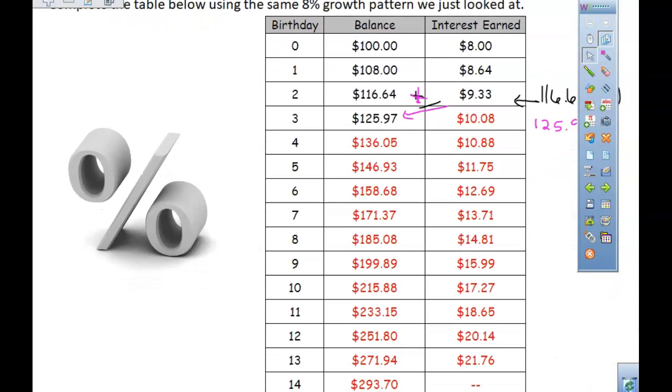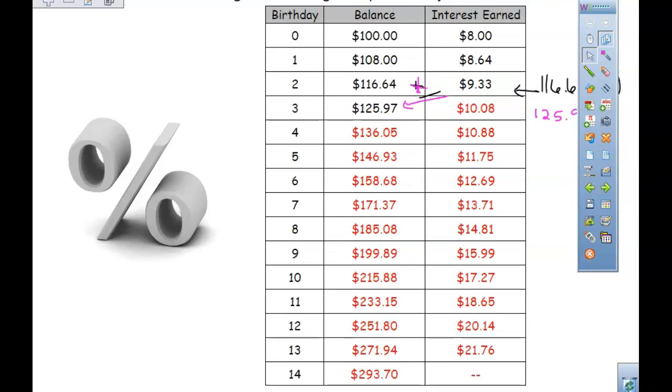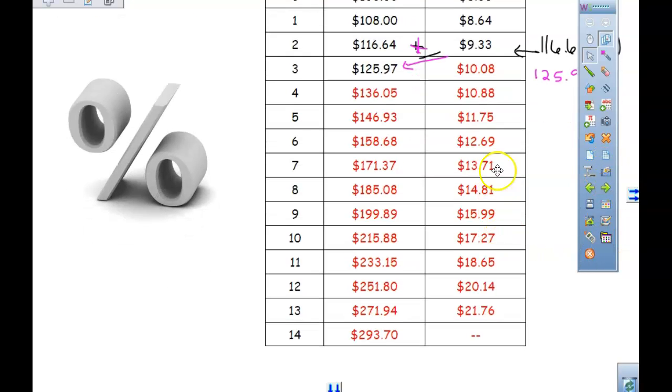So if we would continue this pattern, this is what we are looking at. This is always 8% of the amount, and then we added it on. So on the 14th birthday, we're up to $293. Pretty good for $100. But notice this column is continuing to go up. So if we're going to find this next one, if we're going up to our 18th birthday, we might want to try and make a decision.